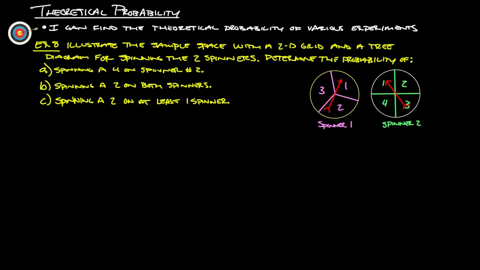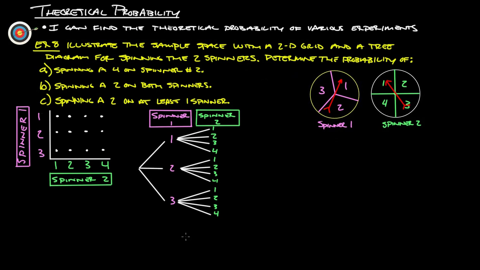So let's draw those. Here's our 2D grid and our tree diagram for the 2 spinners, spinner 1 and spinner 2. Both are officially displaying the same information, just in a different way.